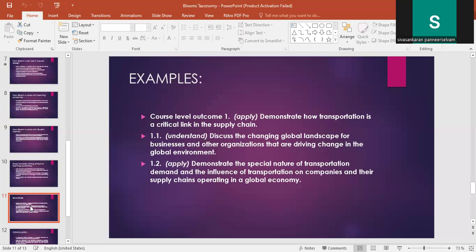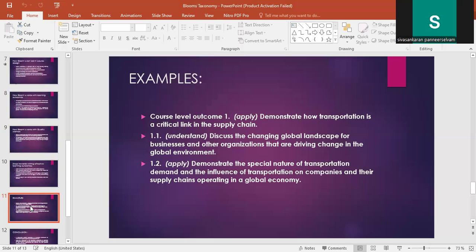Then the next course level outcome 1.1 clearly says: discuss the changing global landscape for business and other organizations that are driving change in the global environment. So this type of course level outcome will be restricted up to the examination point of view. That is understanding. Students will try to read, work up and understand the concept and they will write it in the exam.